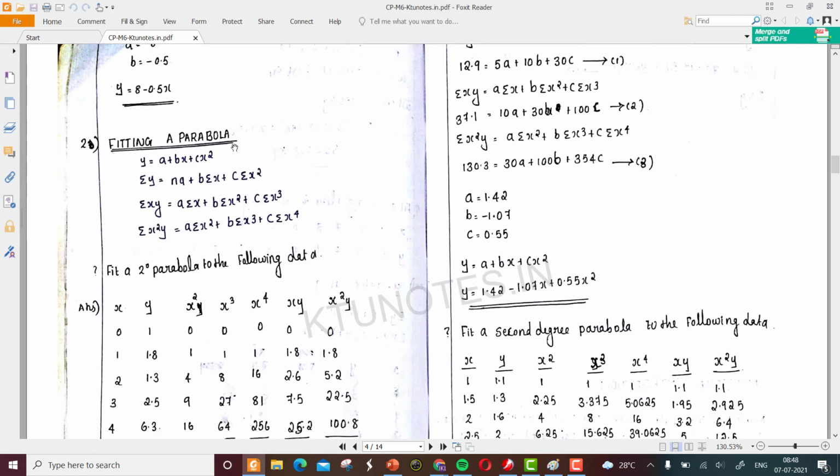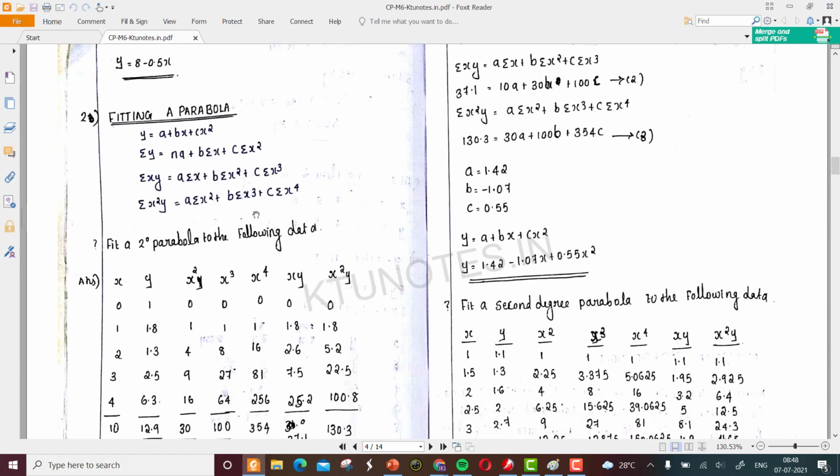When you cross-check with the previous one, you have more equations to solve. You have almost 4 equations, which include A as an unknown, B as an unknown, and C as an unknown. Then Y is equal to A plus BX plus CX square. Sigma Y is equal to NA plus B into sigma X plus C into sigma X square. You have to remember all these equations. That's the main thing you need to understand for solving the problem.